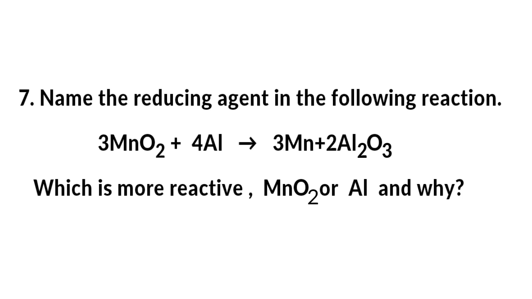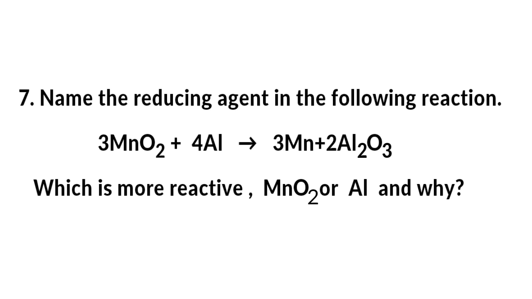Next question, name the reducing agent in the following reaction: 3MnO2 plus 4Al giving 3Mn plus 2Al2O3. Which is more reactive, MnO2 or Al, that is aluminium, and why?